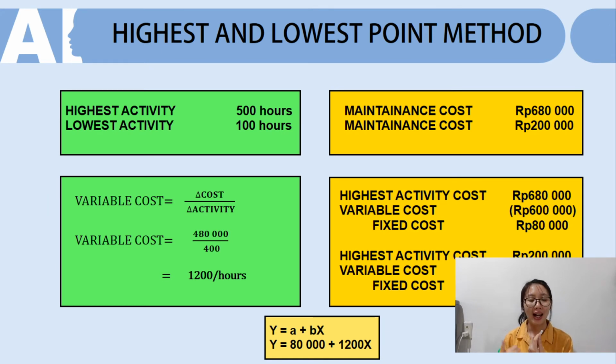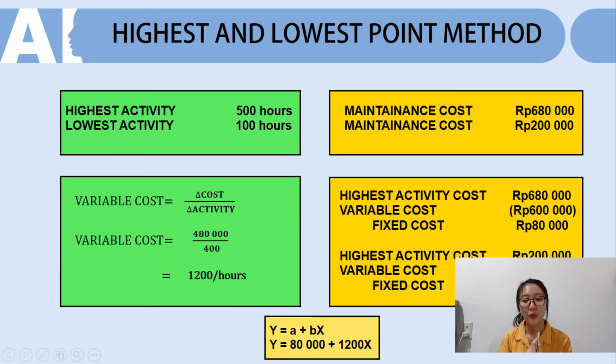And then the next one is highest and lowest point method. So I have a data here, and then we need to find a equation from the highest and lowest point method. So the first step you need to do is find the variable cost. Variable cost is got from delta cost over delta activity. Delta cost is the difference between 680 minus with 200. We got 480,000 over the delta activity, which is 400, and then we get the answer 1,200 per hours.